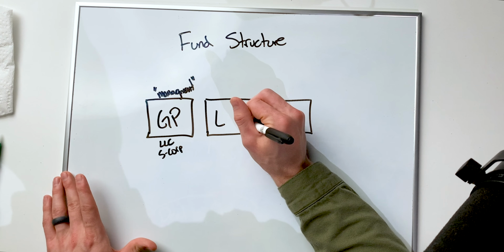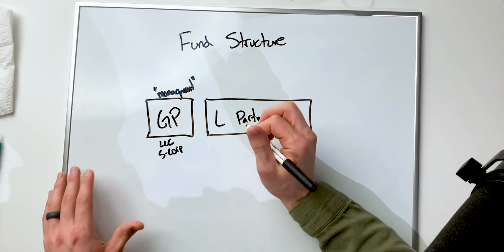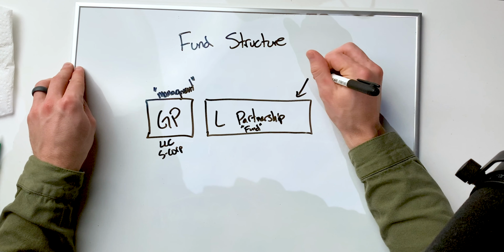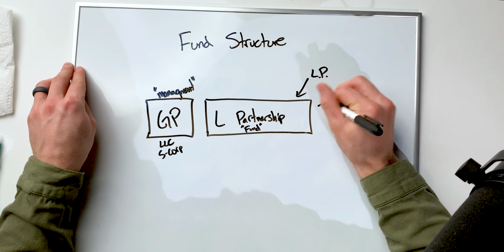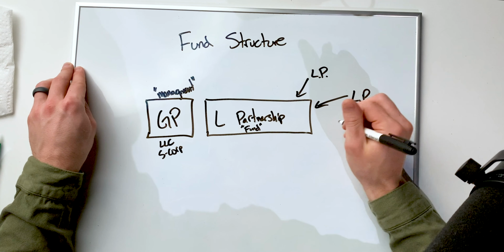So I'm gonna put limited partnership next to the general partner. This could also be called your fund. I'm gonna put that in quotes right here. So this is the actual fund that money comes into. And in this fund, you have investors, but in here they're called limited partners, or LPs. That's kind of what the terminology people say. So I'm gonna put LP up here. These LPs come into the fund, the limited partnership, and they put their money in.